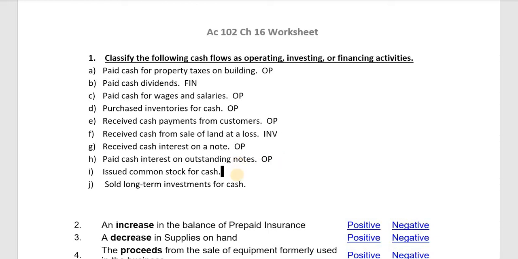Letter I, issued common stock for cash. We issue stock to finance our business. And lastly, sold long-term investments for cash. Certainly an investing activity. Okay, so that's just a summary of a few of them. I hope you get the idea of all we're trying to do is decide which section of the statement to put these activities in, put these transactions in.